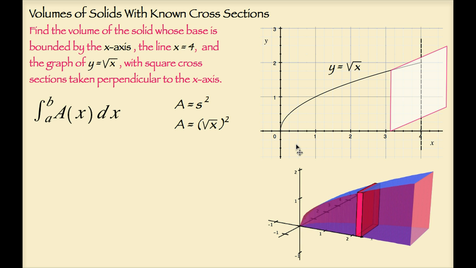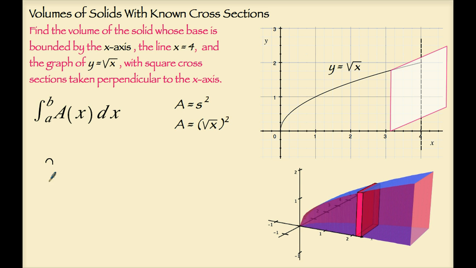For this problem, we're going to find the volume of the solid whose base is bounded by the x-axis, the line x equals 4, and the function curve y equals the square root of x. The cross-section is a square, perpendicular to the x-axis. This square is a representative cross-section, and you can see that the length of a side is the distance from the x-axis to the function curve square root of x. Since the area of a square is side squared, the area of our squares will be the square root of x quantity squared. Let's set up our integral.